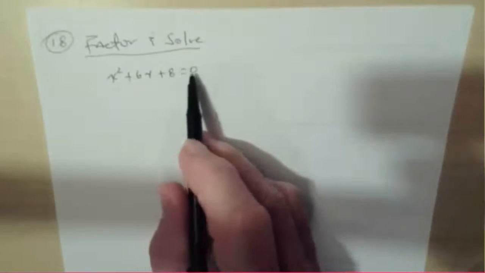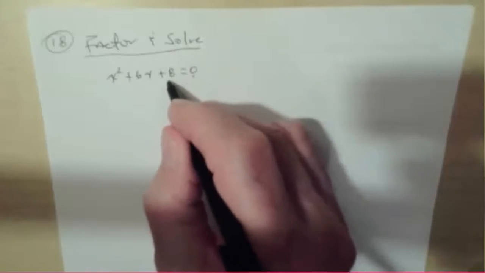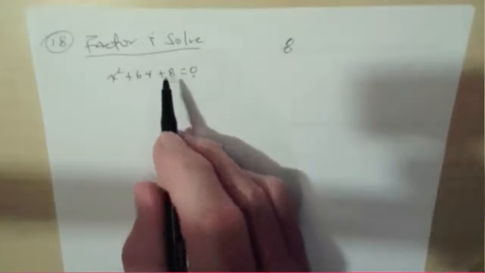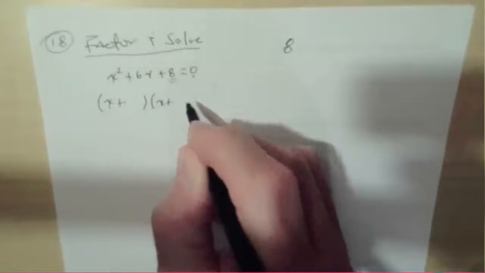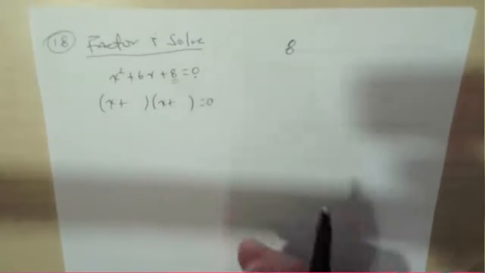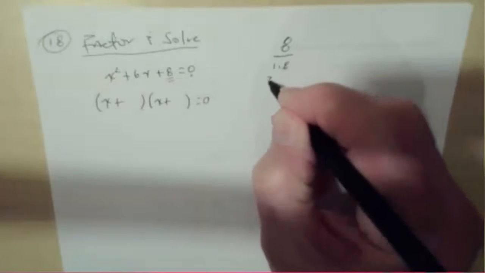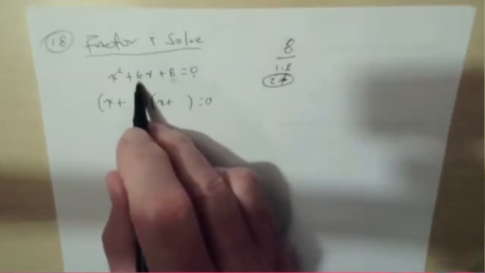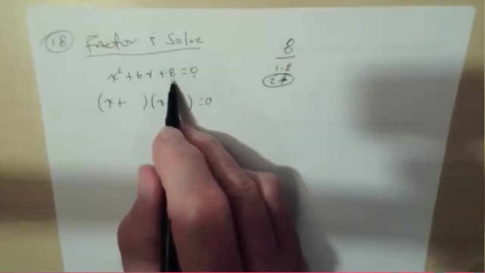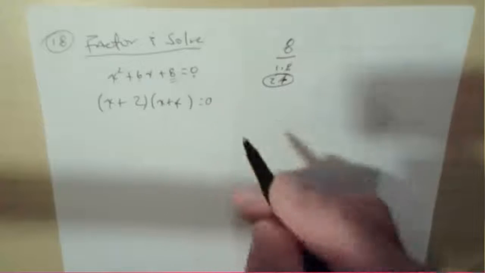Remember, when we're factoring, we want to set this equal to 0, and it already is. Now we want the factors of 8 that add up to 6. Everything in here is positive. So it's going to be x plus something and x plus something equals 0. Now what are the factors of 8? 1 times 8, 2 times 4. There it is there. 2 and 4 is 6. So it's 2 and 4.